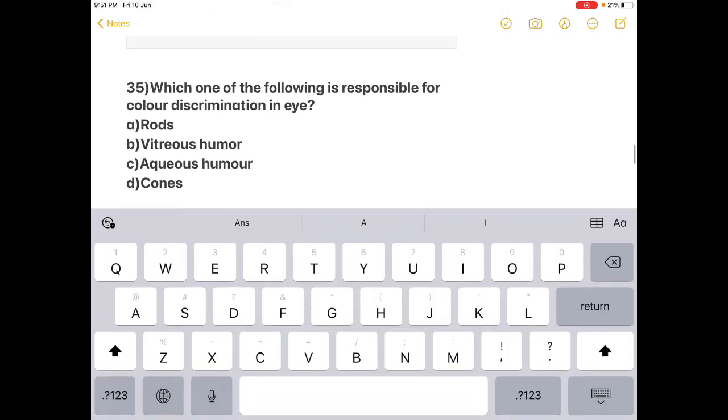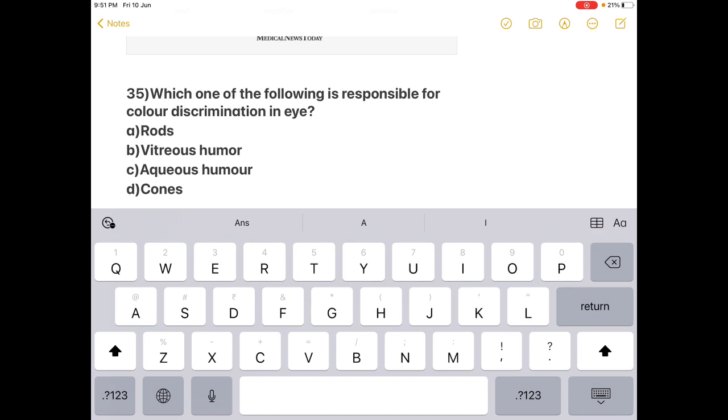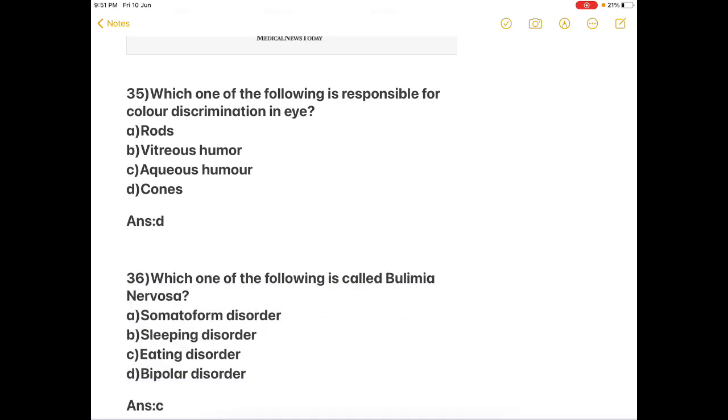Next question. Which one of the following is responsible for color discrimination in the eye? Option A, rods. Option B, vitreous humor. Option C, aqueous humor. Option D, cones. Like, which part of the eye helps us differentiate different colors, red, blue, green, like that. We might be confused about A and D. The correct answer here is D. Cones help us in color discrimination.